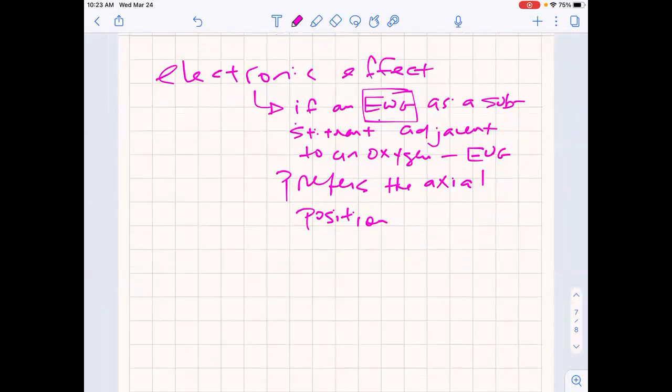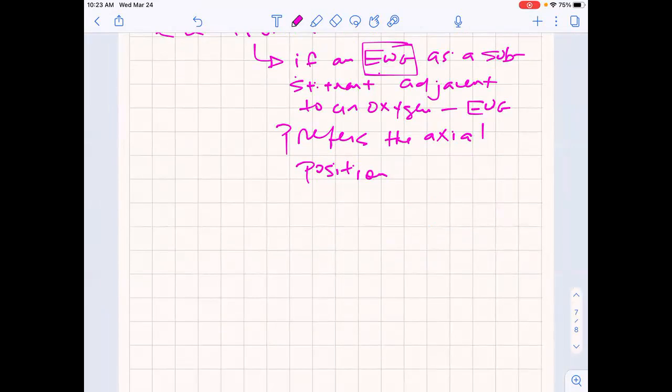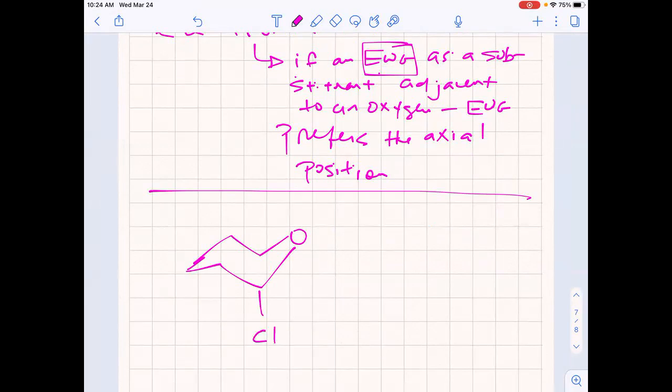Right. So let's take a step back. And if you look at a halo substituted pyran, where we got a chlorine here. And then this is in equilibrium with obviously the ring flip isomer, where the chlorine now is equatorial.